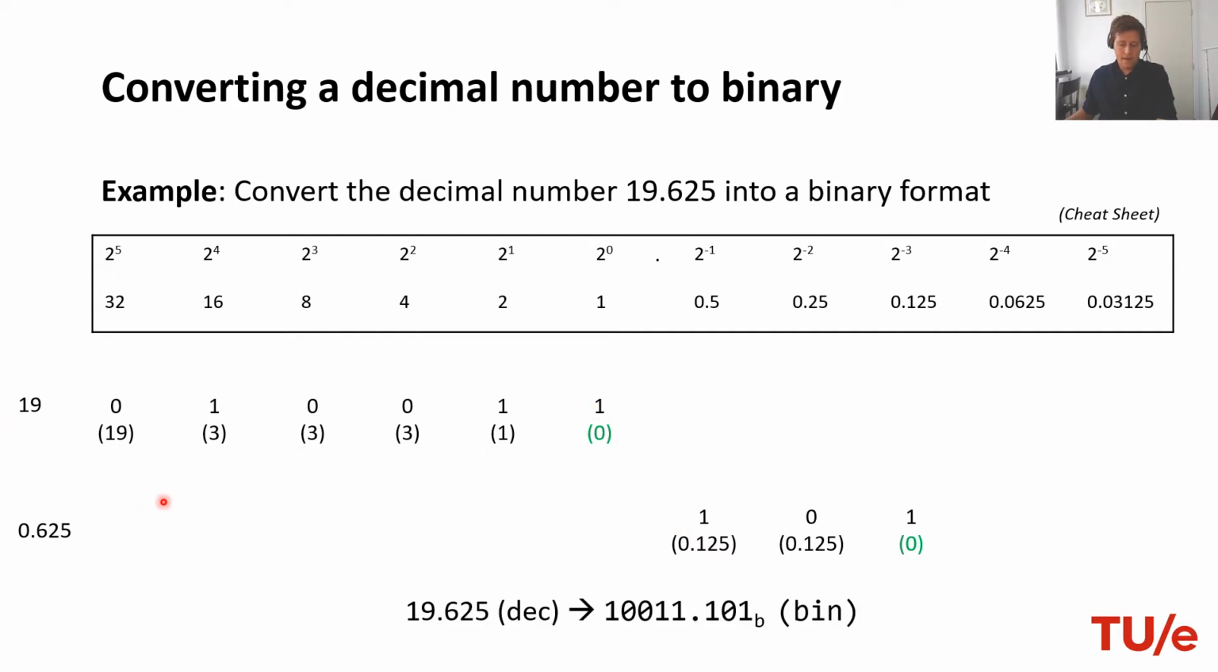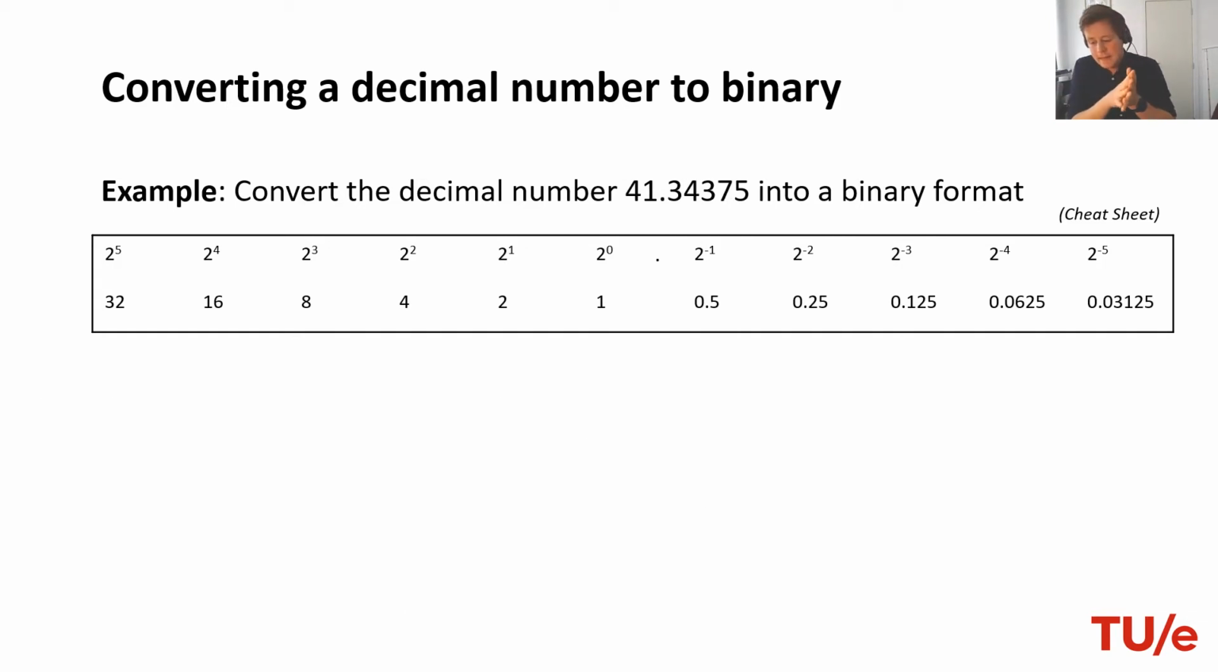Adding these two together, well, we can say that 19.625 in decimal is simply 10011.101 in binary. Now in the notation in these slides, to avoid any confusion, I will always add this subscript B when I'm talking about binary representations of numbers instead of decimal representations of numbers.